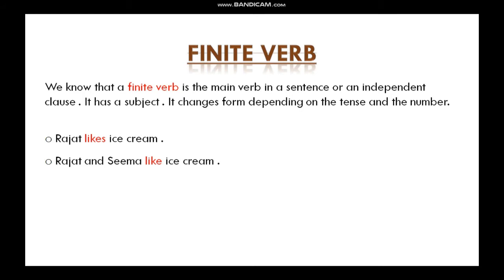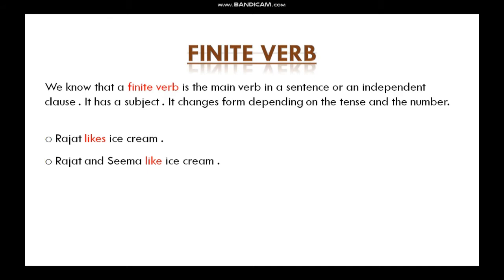Means finite verb या मुख्य क्रिया जो होती है वो टेंस के अकॉर्डिंग या फिर सब्जेक्ट के नंबर के अकॉर्डिंग मीन्स सिंगुलर या प्लूरल के अकॉर्डिंग चेंज हो जाती है. फॉर एग्जाम्पल, रजत लाइक्स आइसक्रीम. In this sentence, Rajat is a singular subject, so I have used here verb first form plus s. So it will be likes. So in this sentence, Rajat likes ice cream. Likes is a finite verb, or you can say main verb.